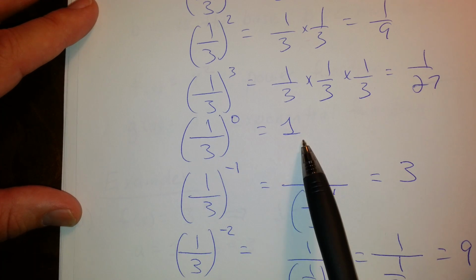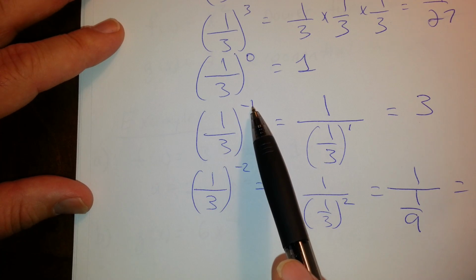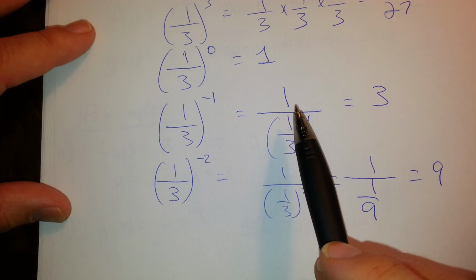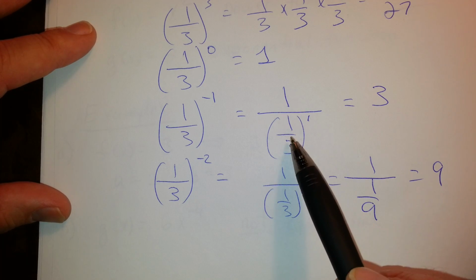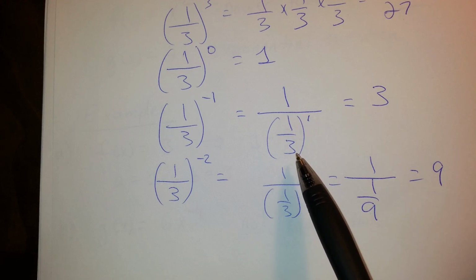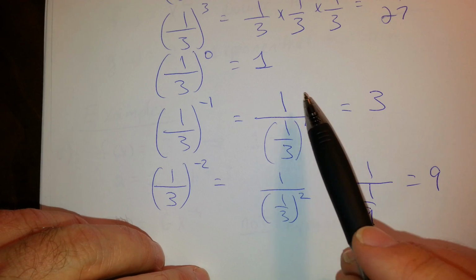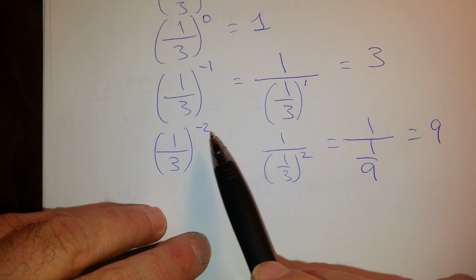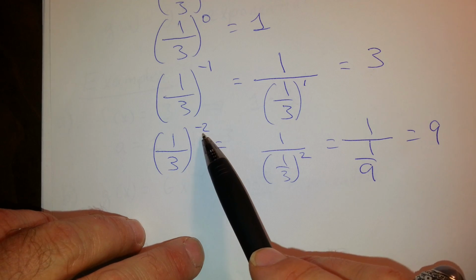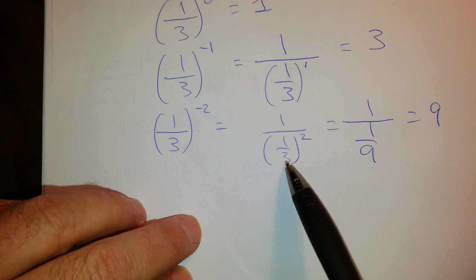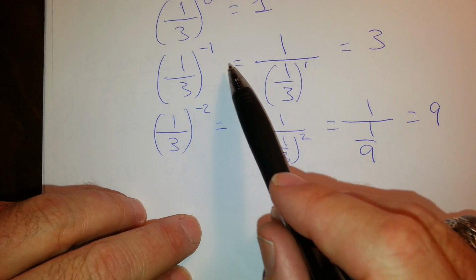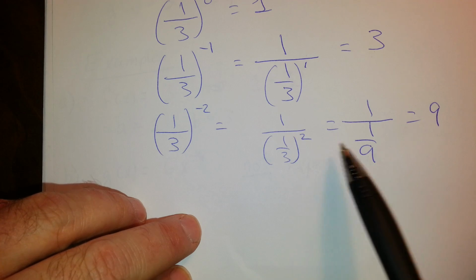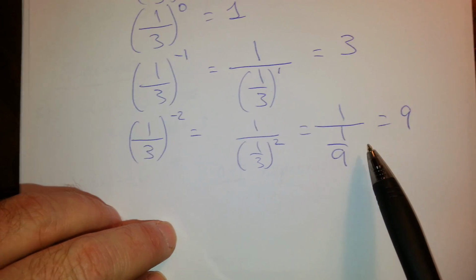1/3 to the 0 power is 1. Now, 1/3 to the negative 1 is 1 over 1/3, which is 3. Dividing by a fraction is the same as multiplying by the reciprocal. So 1 times the reciprocal of this is 1 times 3, which is 3. 1/3 to the negative 2 is the same thing as 1 over 1/3 to the positive 2. Notice how negative exponents go to the denominator as positive. So 1/3 squared is 1/9, so it's really 1 over 1/9, which is 9.